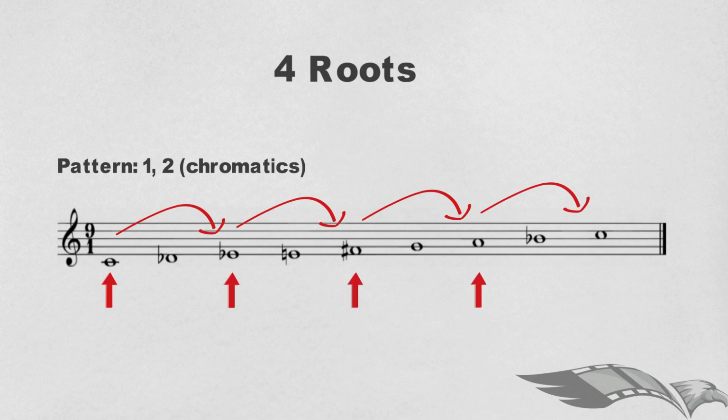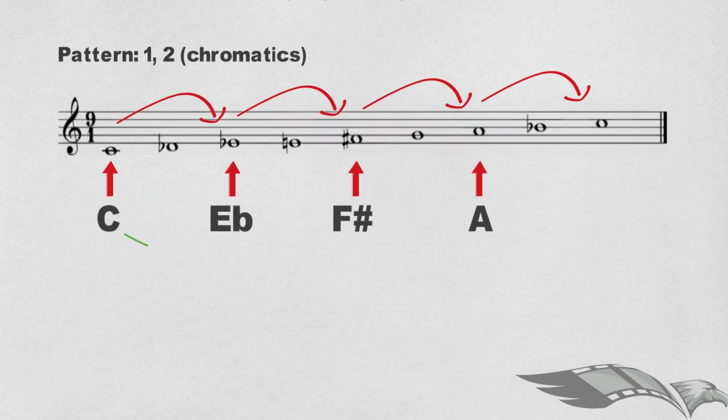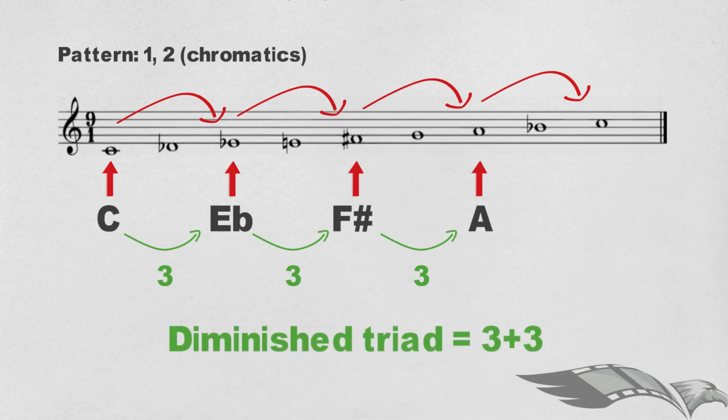That is why we refer to it as a poly scale, standing for polytonality. If we start on C, then automatically E flat, F sharp and A are all equal roots to this scale at the same time. When you look at the distances between these roots, it becomes quite obvious that this scale has a strong relation to diminished triads and, by the way, also to dominant chord structures. We are going to reveal this connection in a second.